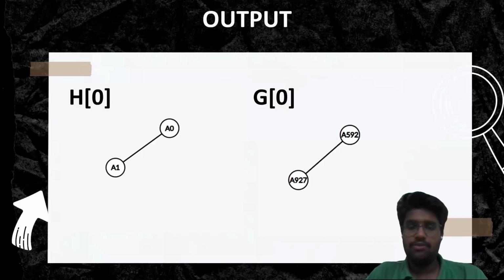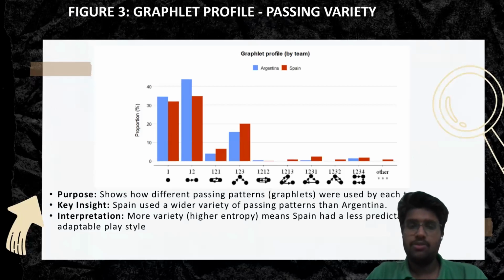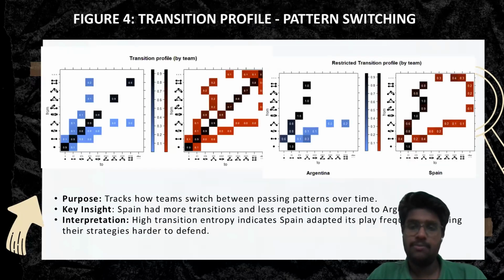Let's start with figure number 3. Figure number 3 is the graph profile, which is showing passing variety. The figure compares the interaction patterns of Argentina and Spain during their final match. Spain's graph profile reveals higher diversity of patterns and a broader range of passing sequences than Argentina. This complexity, measured as higher entropy, indicates Spain's less predictable and more adaptable style of play, correlating with their stronger performance. So let's move on to figure number 4.